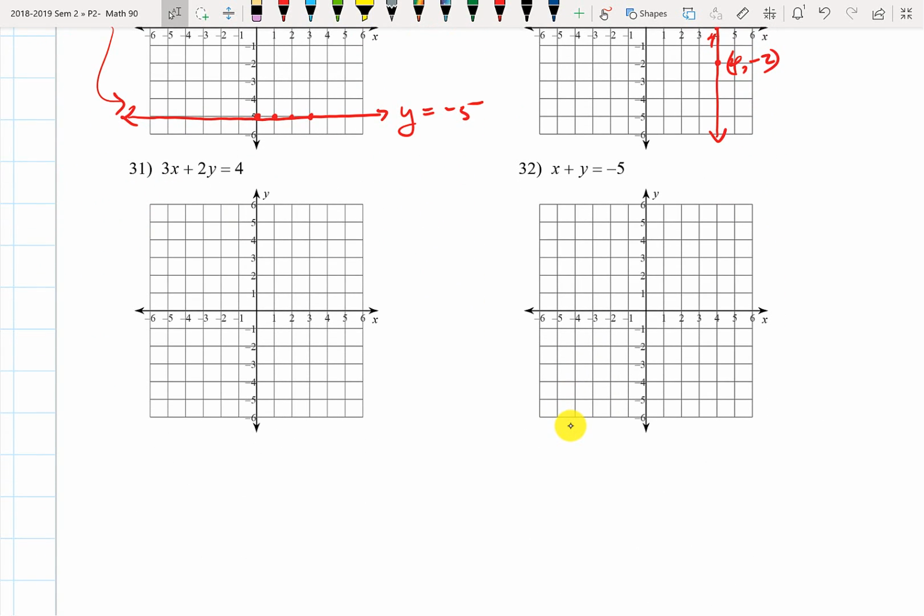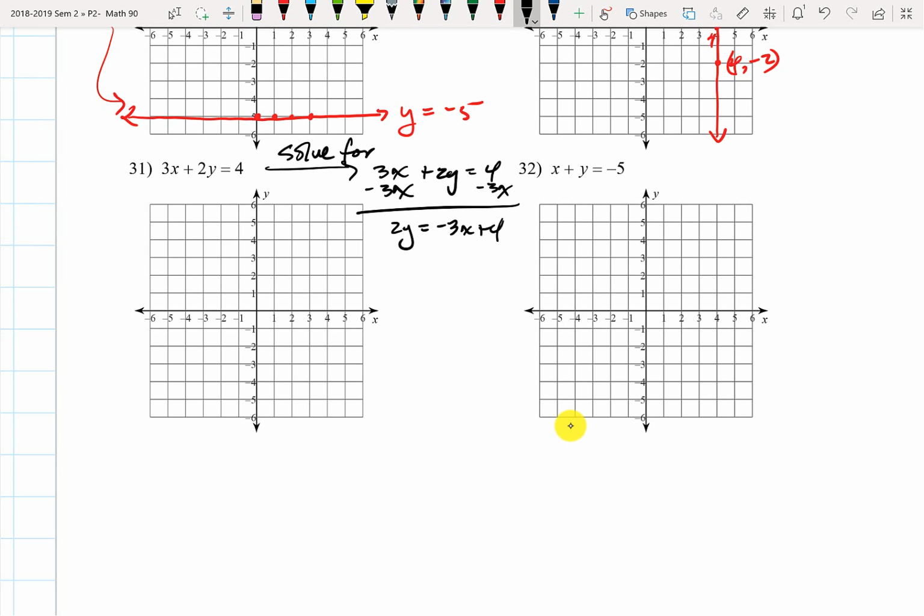Now these two right here are in standard form, so you want to get them in slope-intercept form. You want to solve for y. Okay, so let's do that. All right, use a little bit of algebra skills. So always add the opposite first. And you get 2y is equal to negative 3x plus 4, because 4 is positive. Divide everything by 2. And you get y is equal to negative 3 halves x plus 2, where the slope is negative 3 halves and the y-intercept is 2.